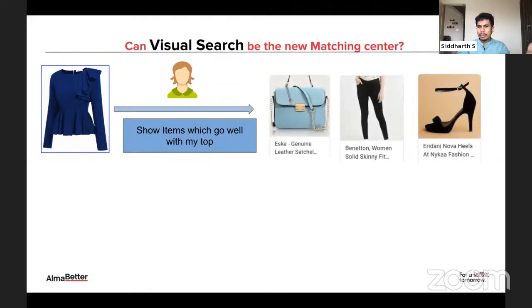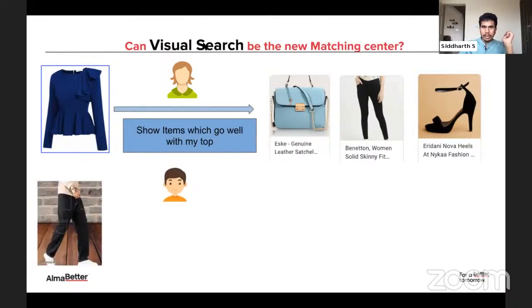And then here comes the AI. It will tell, okay, you have the top, so go with this blue color handbag, or you can also go with these jeans, and there are heels which you can go with, right? These are the recommendations which, if the e-commerce website shows, which is not yet there, then it can be a replacement for the fashion matching centers. So this is the place where e-commerce has to eventually reach, if it has to reach its full potential. This is the main difference.